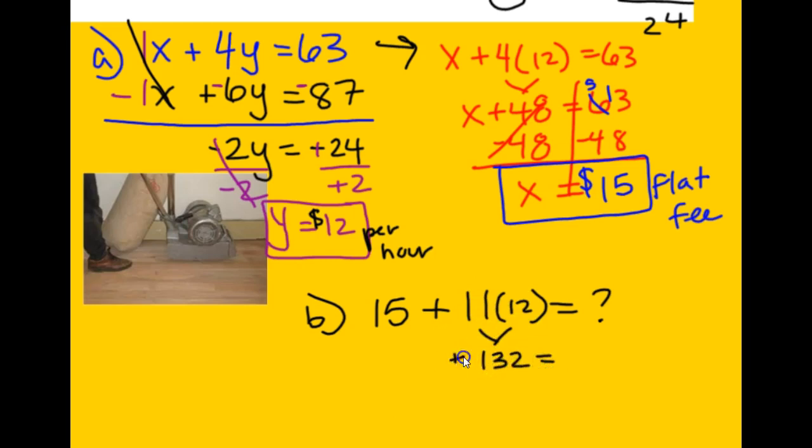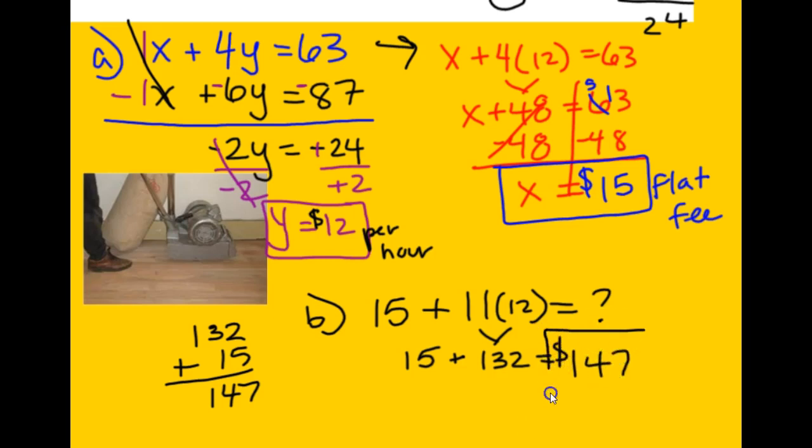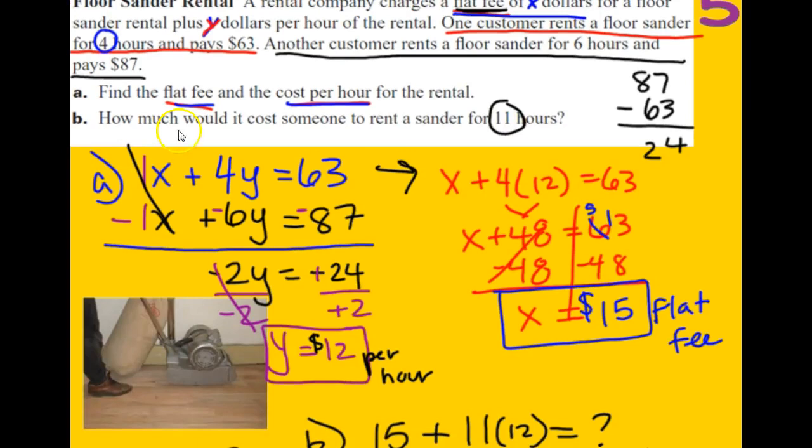It's going to be 132 if you use your calculator. And then add 15. If you want to add 15 this way, you may as well. That should give you 147. So it would cost you $147 to rent this sander for 11 hours, all day basically.